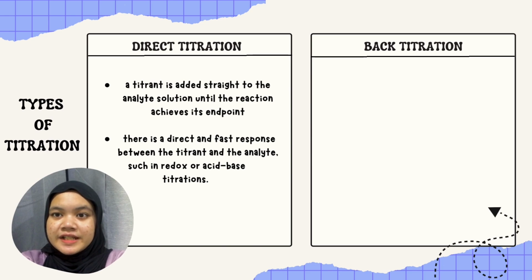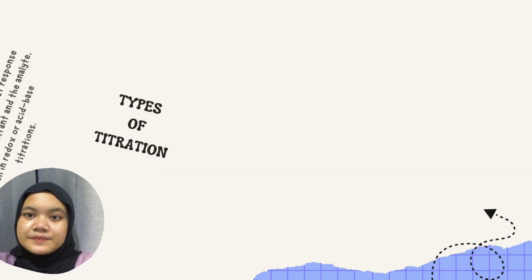In a direct titration, a titrant is added straight to the analyte solution until the reaction achieves its endpoint, which is usually indicated by a pH value being reached or by an indicator-induced color change. This is a simple approach that is frequently employed in situations where there is a direct and fast response between the titrant and the analyte, such as redox or acid-base titration.